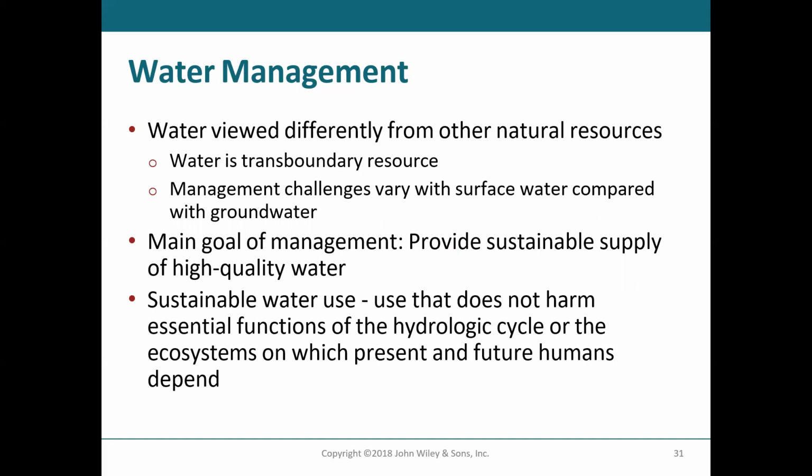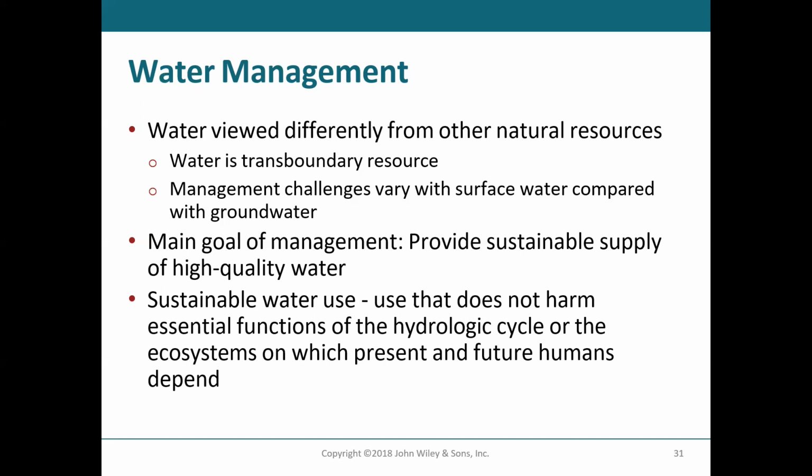Water, as we have seen, is also a transboundary issue that requires cooperation and permits between different agencies and between different nations. And even management challenges between the types of water can vary, from surface water compared with groundwater. However, what scientists and resource managers have established is that the main goal is to provide a sustainable supply of high quality water. That is always the goal. Has it been possible in all instances? No, but that is always the goal.